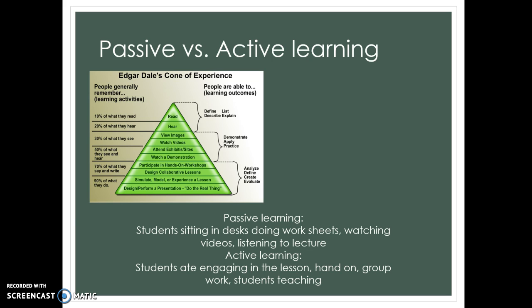Passive versus active learning. Passive learning is where students are just sitting at their desk doing worksheets, watching videos, and listening to lecture. In passive learning, students are not getting the most out of their learning experience. In active learning, students are engaged in the lesson, and they're doing hands-on work and group work, and this is where you see a lot of students teaching each other, like doing jigsaw in the classroom, rather than it's just teachers teaching the students. Active learning is where students actually get the most out of their learning experience compared to passive learning.